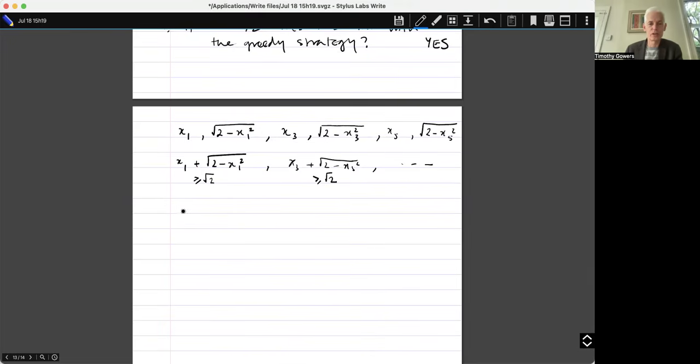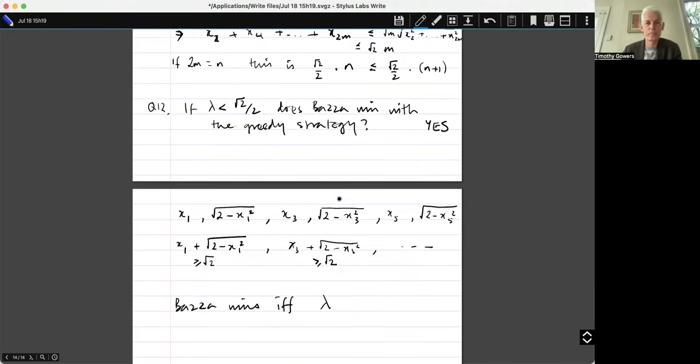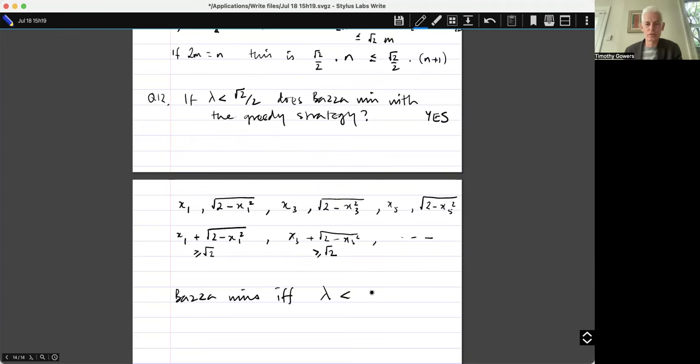So we can say Bazza wins if and only if lambda is less than root 2 over 2. I believe that if Bazza plays the greedy strategy, when lambda equals root 2 over 2, it's a draw. Let me just check that.